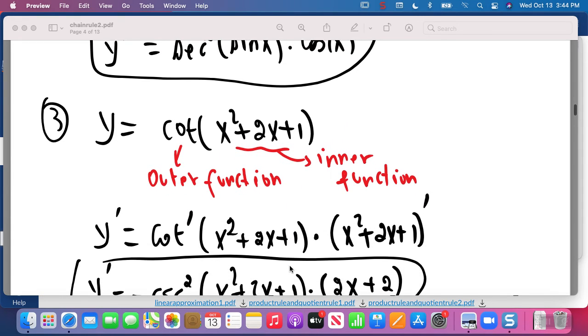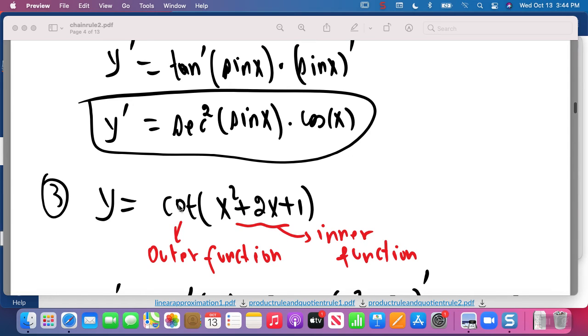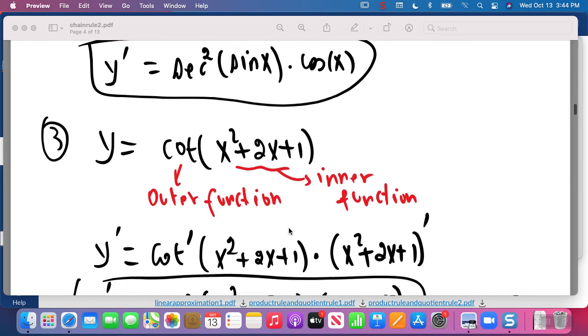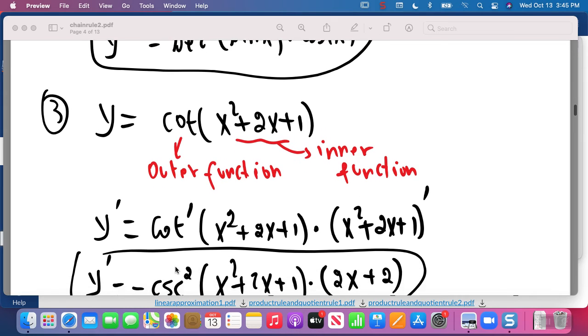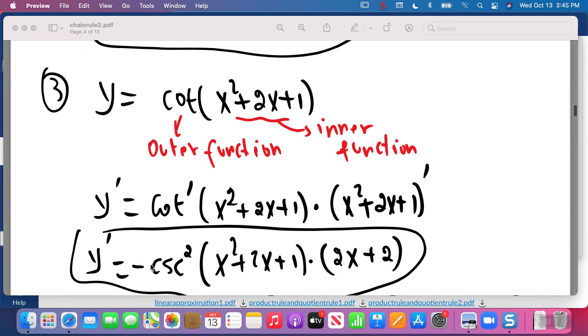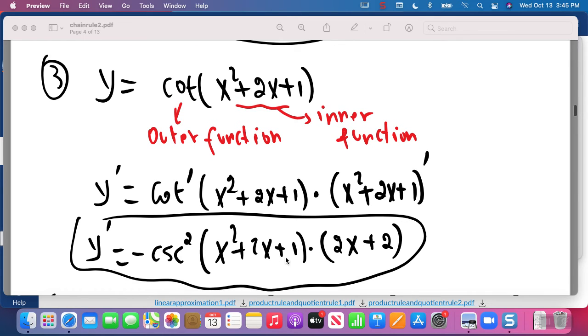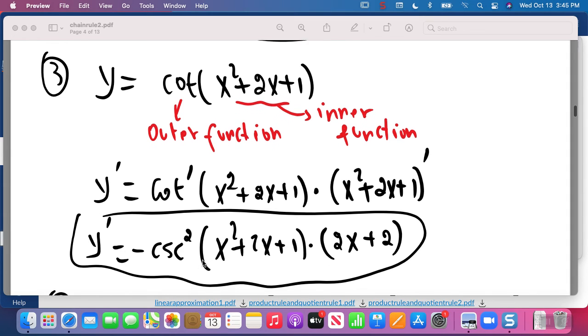Another example: the outer function is the cotangent function, and the inner function is x squared plus 2x plus 1. When you're asked to find y prime, first you take the derivative of the outer function. The derivative of cotangent is negative cosecant squared. Then you evaluate it at the inner function, so you get negative cosecant squared of x squared plus 2x plus 1, times the derivative of the inner function. The derivative of x squared plus 2x plus 1 is 2x plus 2. So that's the answer.